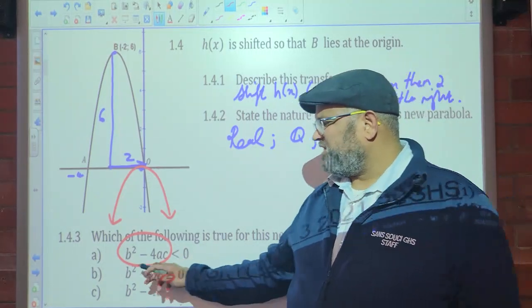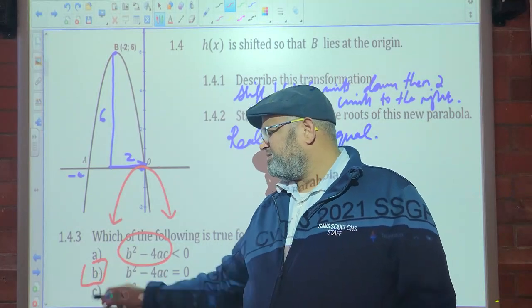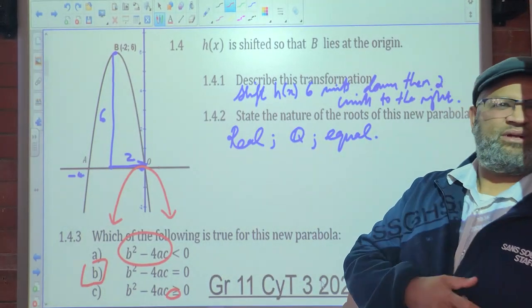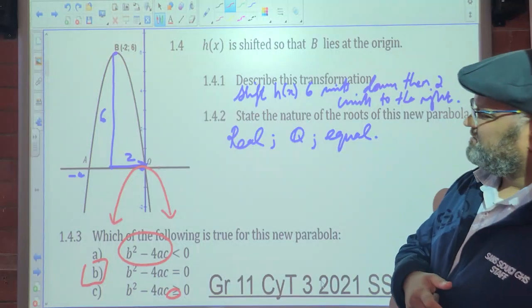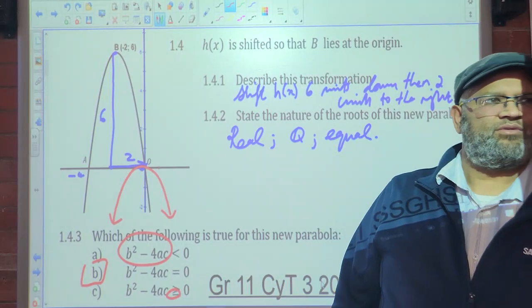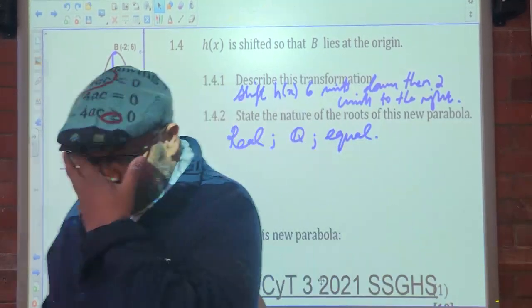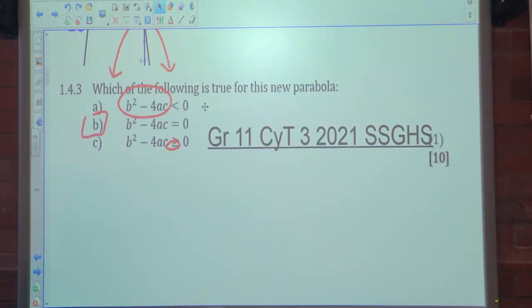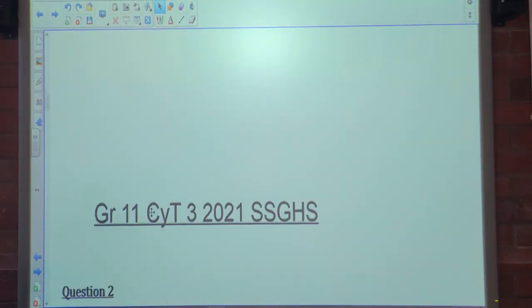Okay? But the answer I was looking for was B. Like I said, because of the equal sign, it could be C as well. Okay? But I had to leave the equal sign out, then it would have been B only. Okay? Any confusion there? Let's go to the next question.